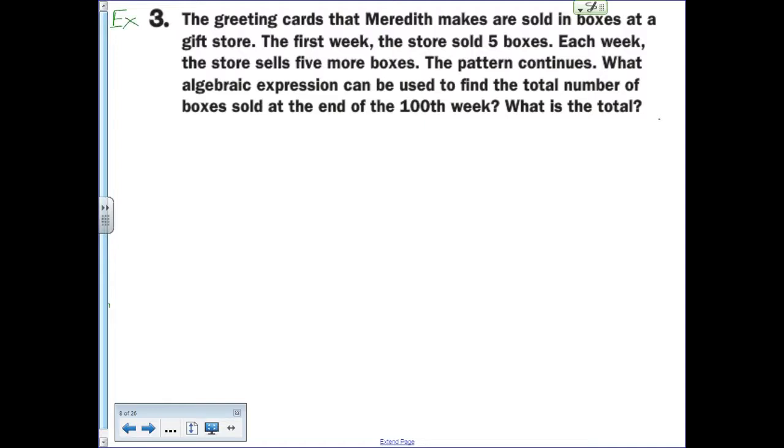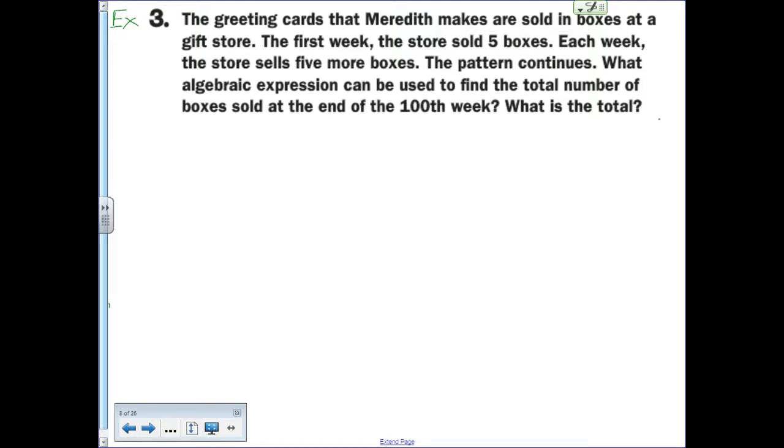It says, the greeting cards that Meredith makes are sold in boxes at the gift store. The first week, the store sold 5 boxes. Each week, the store sells 5 more boxes. The pattern continues. What algebraic expression can be used to find the total number of boxes sold at the end of the 100th week? What is the total?